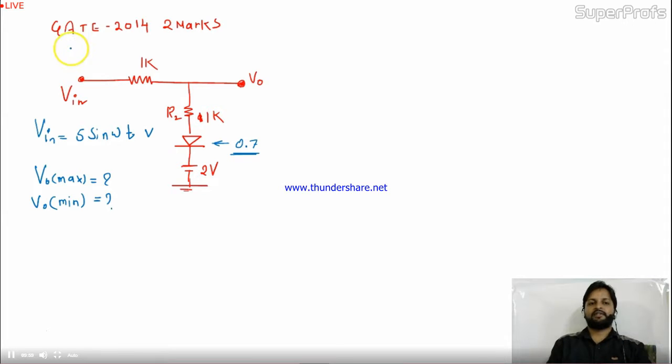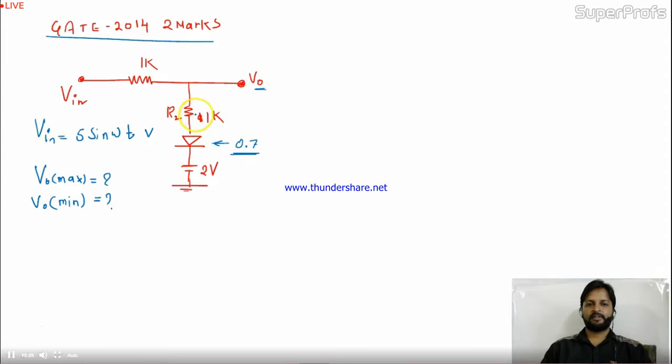Here is the question from the GATE, and the question is 1K is connected with the V in, connected in series with R2, that is again 1K, connected to the diode that has the drop of 0.7 volt, and at the negative terminal of the diode I'm having 2 volt battery. I have to find V0 max value and min value, right? So how we'll proceed with this circuit?